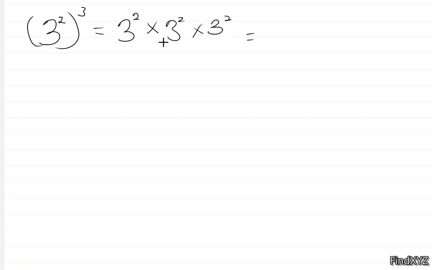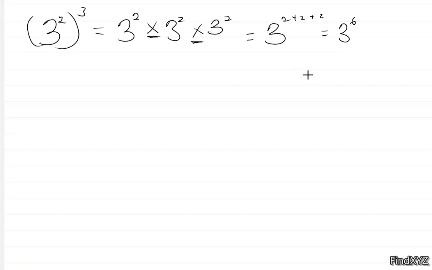What can we do? The bases are the same and they are multiplying. This is multiplication. This is also multiplication. What can I do? I can just write the base, which is 3, and then what do I do? I add the power. So I have 2 plus 2 plus 2. That will give us 2 plus 2 will give us 4. 4 plus 2 will give us 6. So we have 3 to the exponent of 6.